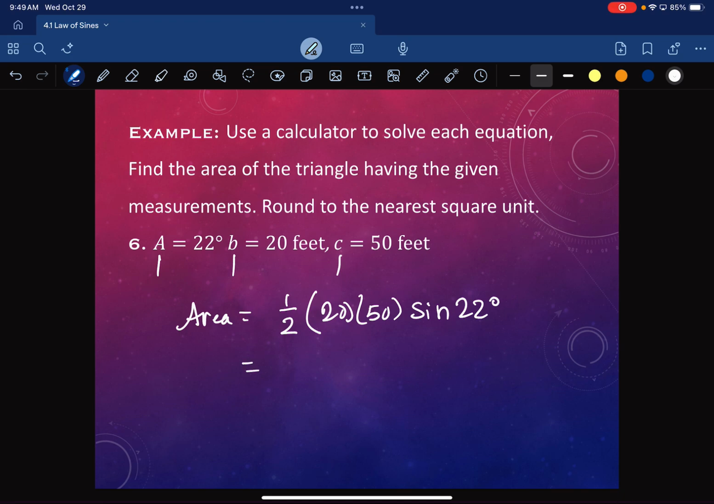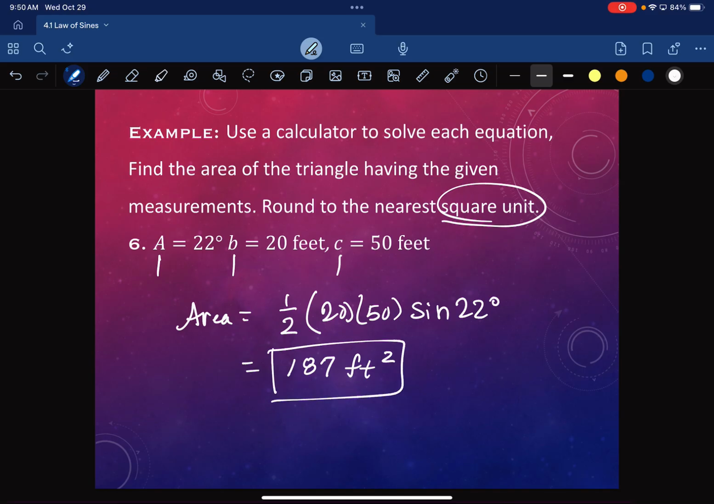It's a very nice fact. It works very nicely. And if I didn't have all those pieces of information, I'd have to actually find them, the same way I've been finding sides and angles all day, right? And if I do this one, this says nearest square unit, so it means whole number. It's 187, and it is square feet. So be careful as you're working with that you include proper units, not feet, but square feet.